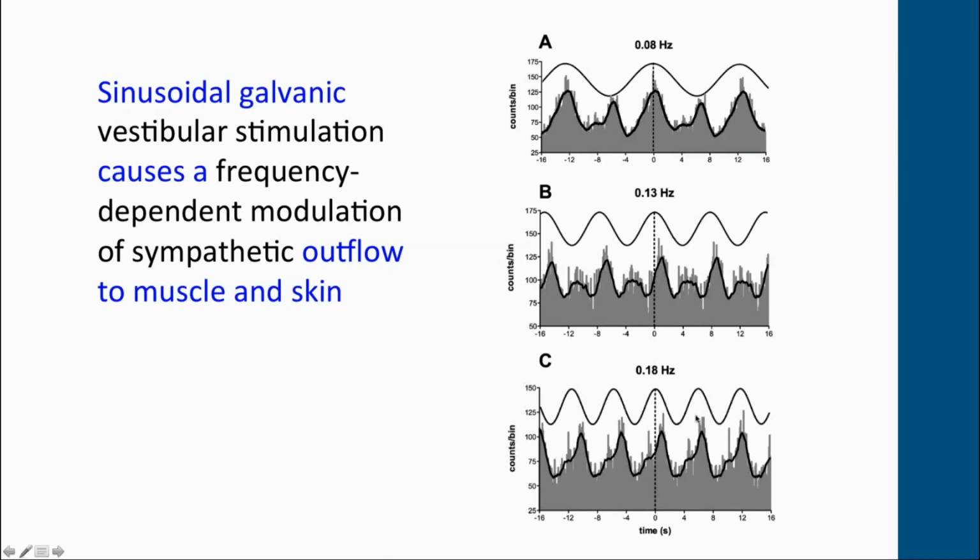And we also see this modulation when we're recording skin sympathetic nerve activity. So again, by performing cross-correlation analyses, you can get very rich data from a multi-unit recording. So there's more in the signal than is obtained just by simply measuring the number of bursts per 100 heartbeats or per minute.